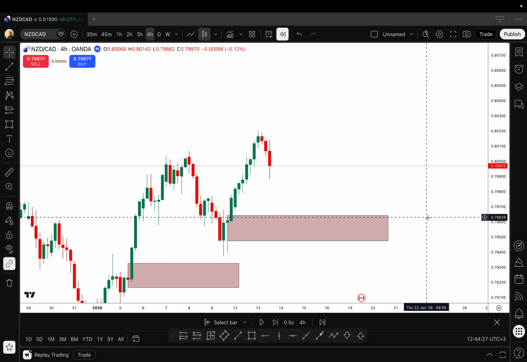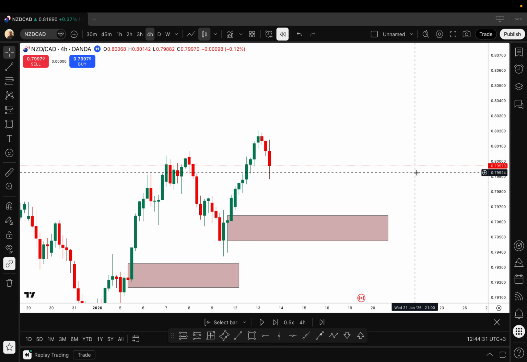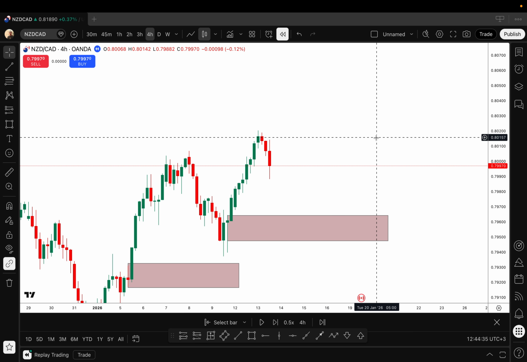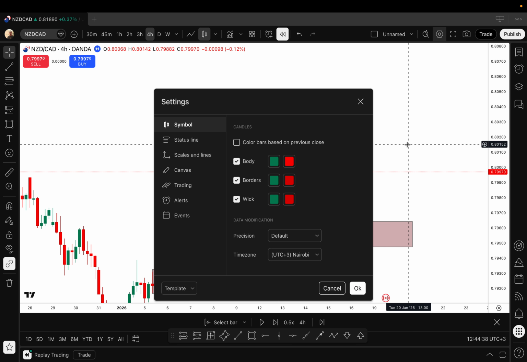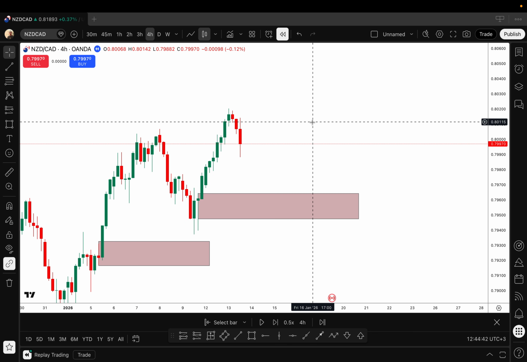So now, after I have seen your break of structure here, you just want price to come and retest this zone and take you to your TP. And you can see, guys, how it is very simple.